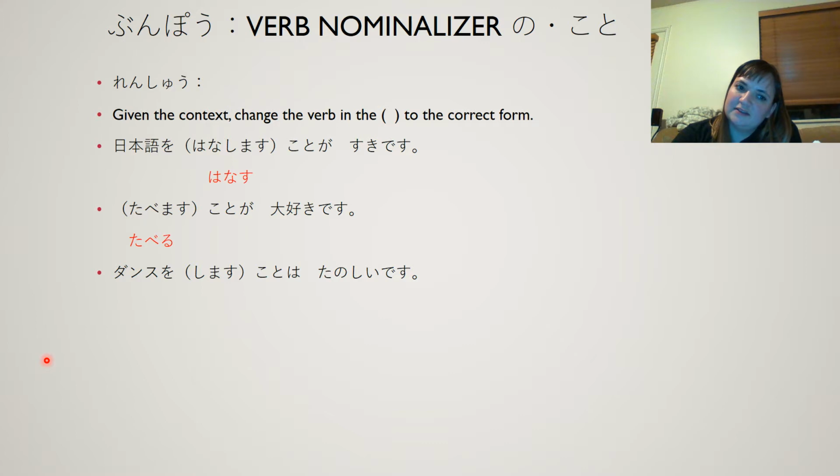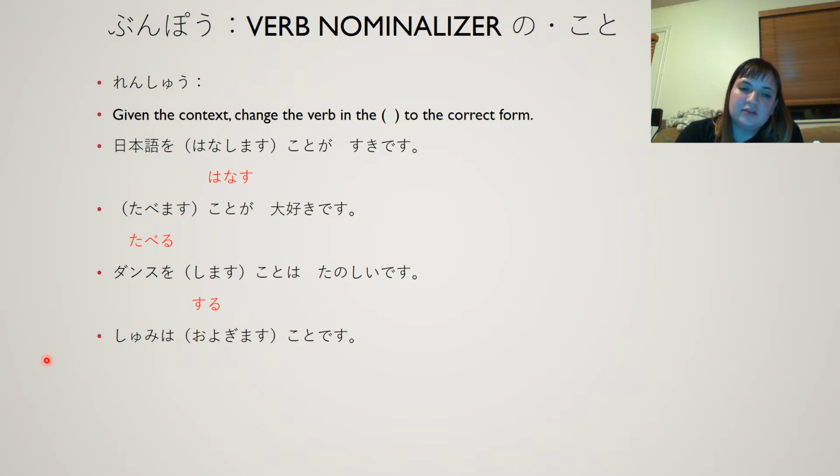If you said suru, you are correct. So dansu suru koto, you can say that, or dansu wo suru koto ga, or suru koto wa tanoshii desu. Okay. Next one. Shumi wa oyogimasu koto desu.